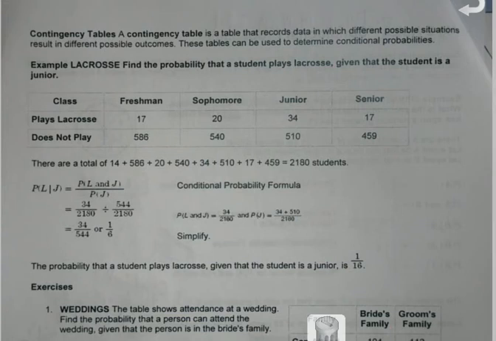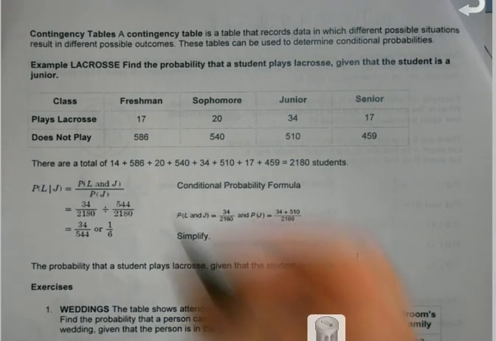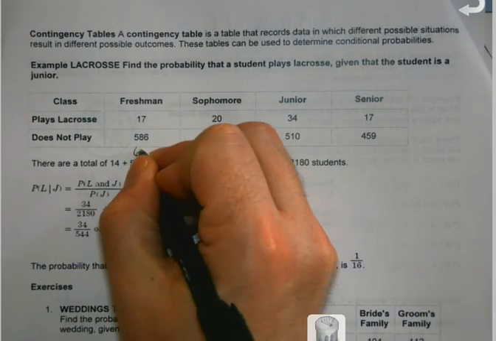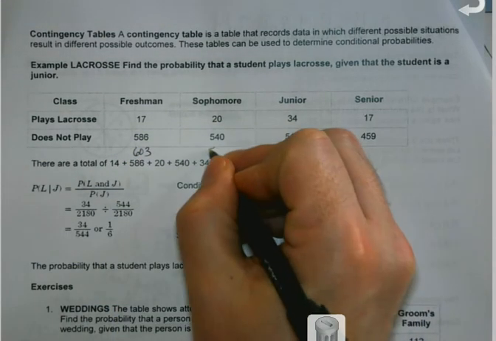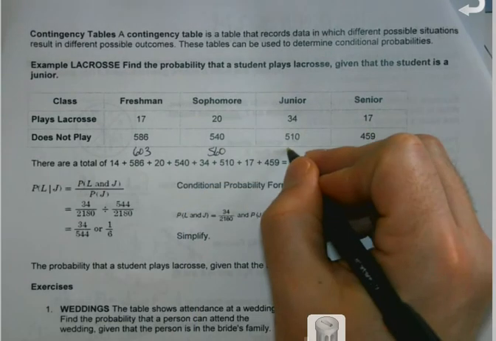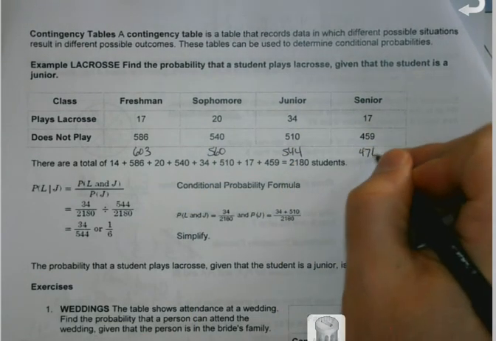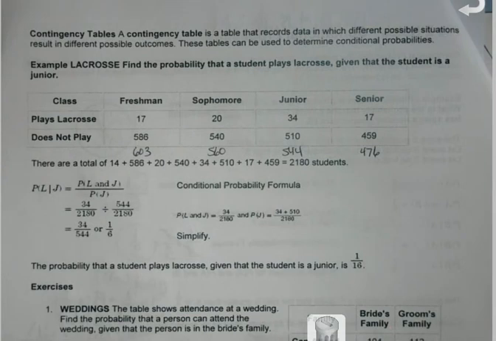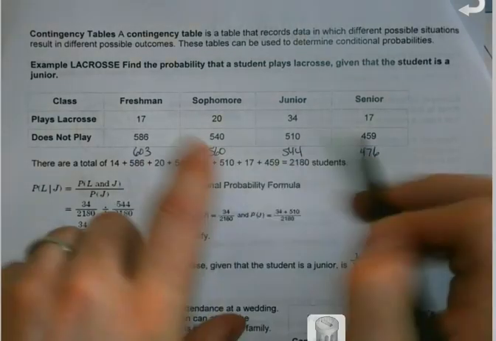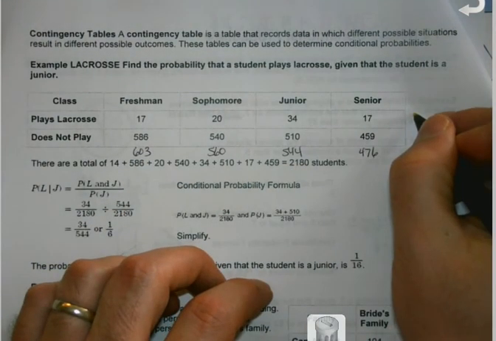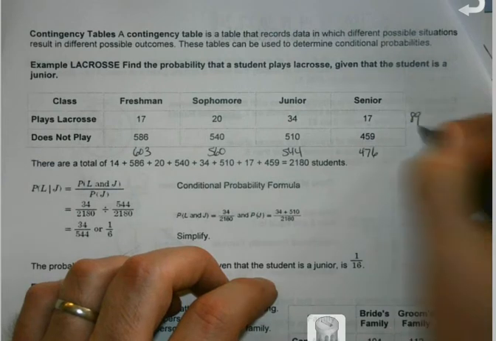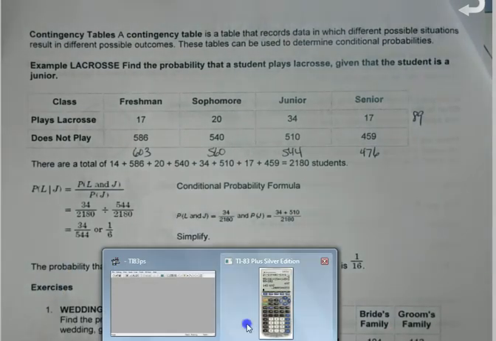So again, I want to know how many of each thing there are. So I'm going to go ahead and total up each of my rows and columns just to be sure I've got all my information here. So let's see, 38 and 51. And I'm not doing the other one in my head.